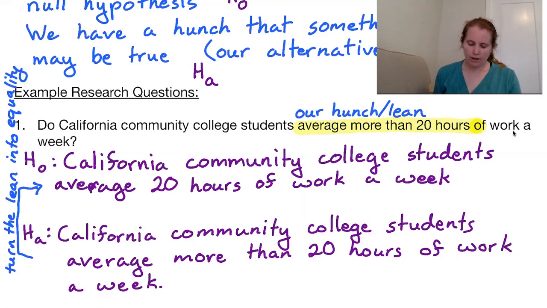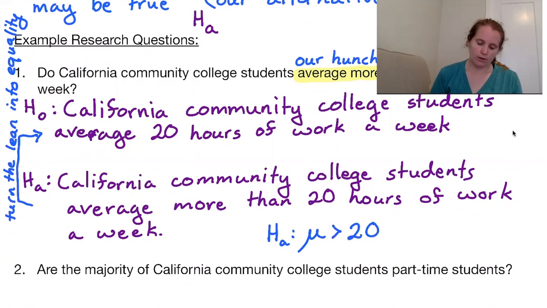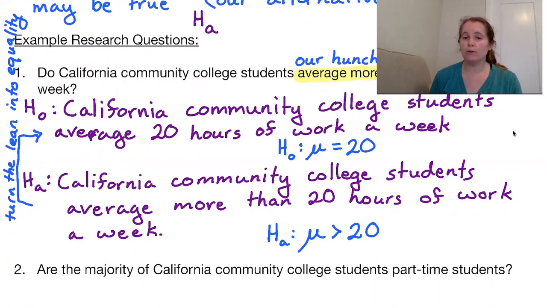All right. We also can do these in symbols. So for our alternative hypothesis, the average, which we denote with mu for the population average, is assumed to be more than 20. For the null hypothesis, we take that same statement and we just assume that it's equal. The mean is equal to 20.